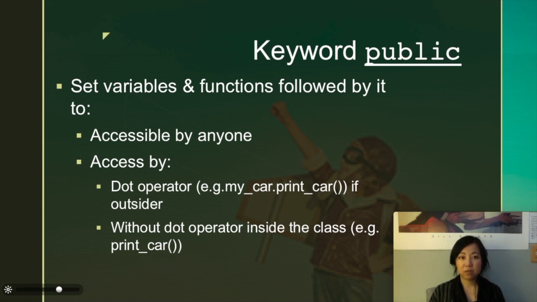Using the public keyword will make everything that follows accessible by anyone, just like in the struct, because if you remember, my car.make is actually available, but in the case of classes, it's not available by default. And also later on in our module, we will talk about why we don't want it to be. If it's a public variable or function, you can use the dot operator to access it, like so. And if it's within the class, you can just use print car to print out the car information.